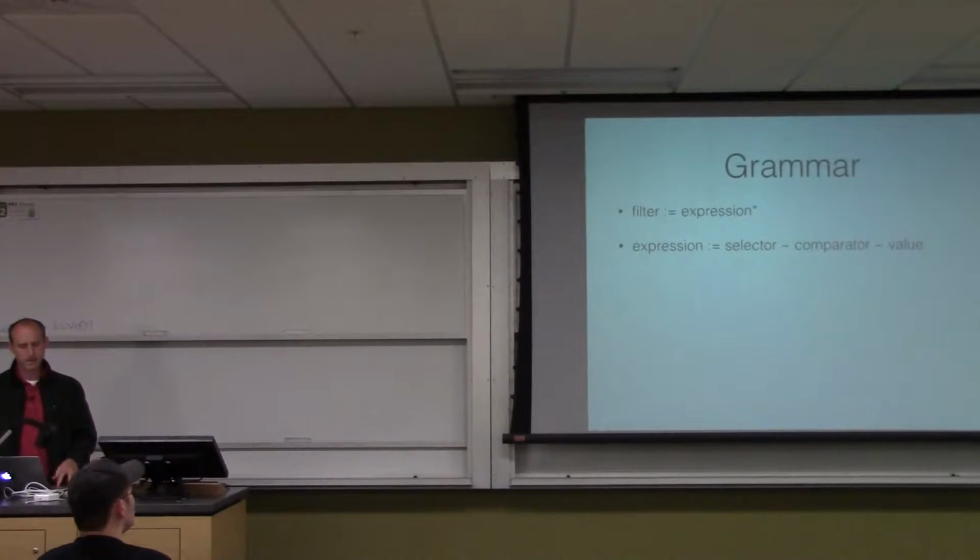And an expression is a selector followed by a comparator followed by a value. I mean, this is what we've already seen. Our comparator is one of these 3 values: equal to, less than, or greater than. Our value is either a simple value or a period value.